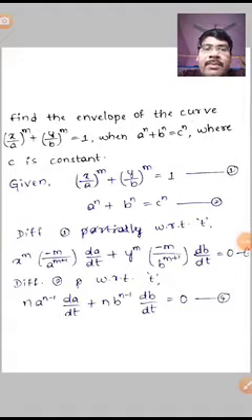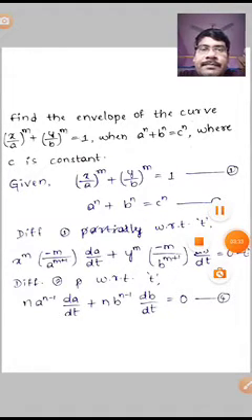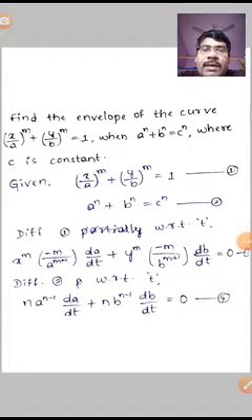Find the envelope of the curve x by a whole power m plus y by b whole power m is equal to 1, connected by the relation a power n plus b power n is equal to c power n, where c is the constant. Given x by a whole power m plus y by b whole power m is equal to 1 is equation 1. The relation a power n plus b power n is equal to c power n is equation 2.